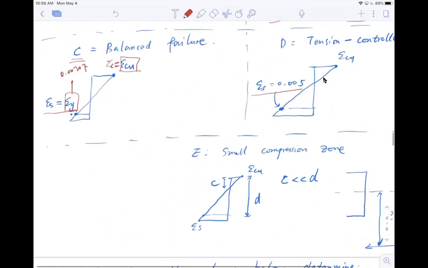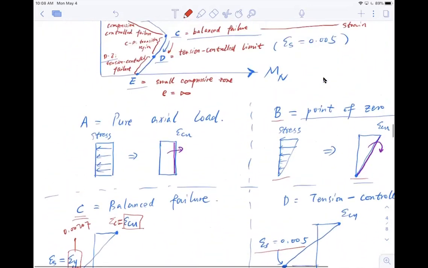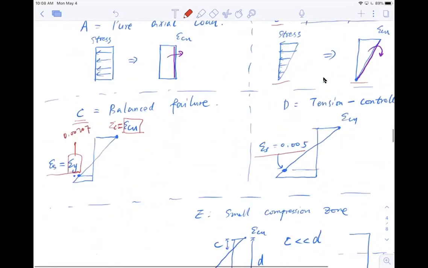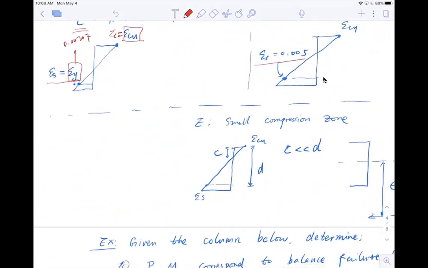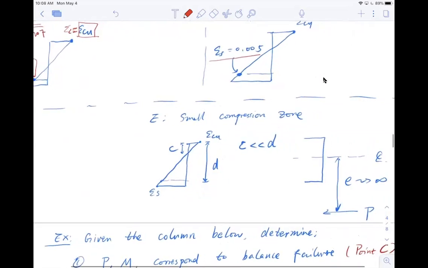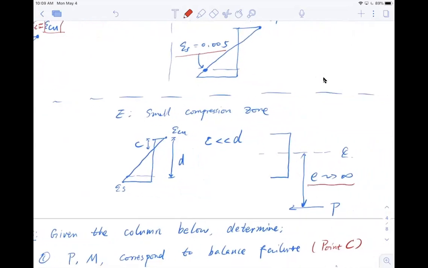Circling back, we have to mention that point D is the tension control limit, meaning the strain reaches 0.005. And last but not least, the small compression zone. We'll talk about this shortly, but this just means the whole section is in tension, so the eccentricity almost approaches infinity.